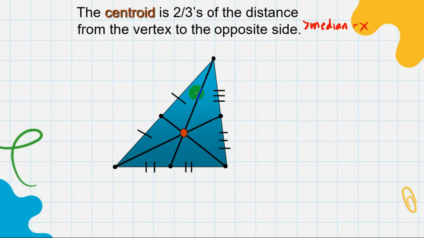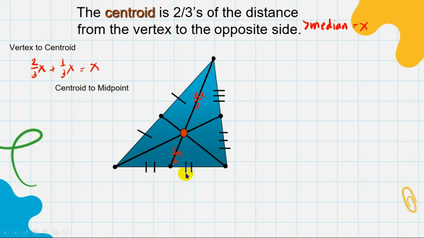So, ibig sabihin, for this median and this segment, 2/3 x siya. Okay, so ito yon from this point up to the centroid only. And then, yung centroid papunta naman dun sa midpoint ay, anong kulang para maging 1 whole? Meron tayong 1/3 x. So, ibig sabihin, vertex to centroid is 2/3 x, and then pag nag-add tayo ng 1/3 x, yan naman ay ang centroid to midpoint. Equal yan ngayon dun sa kabuuan na median.